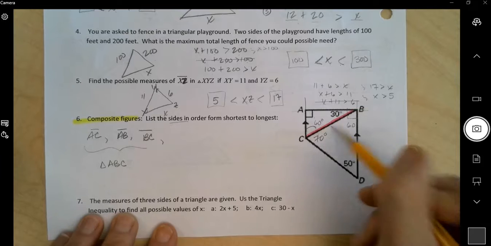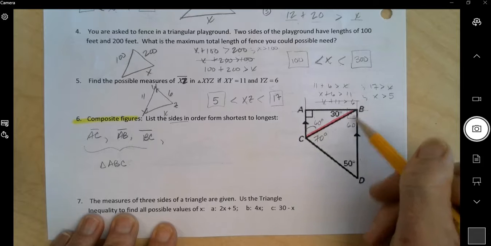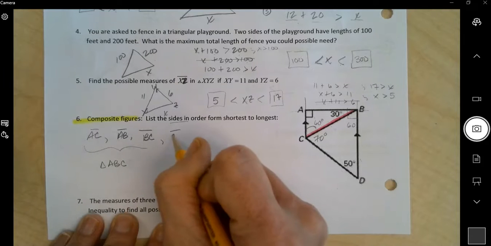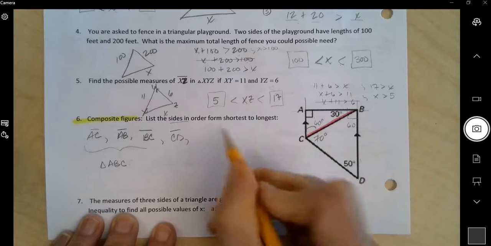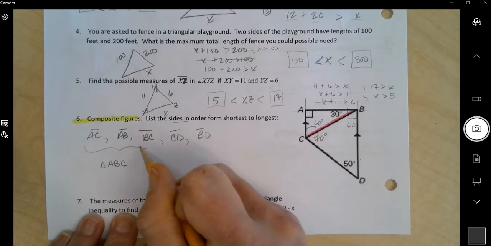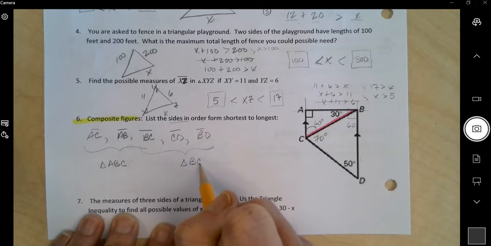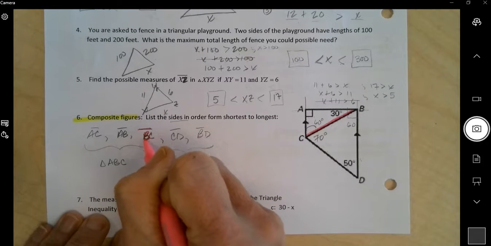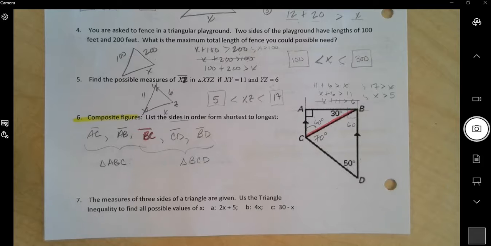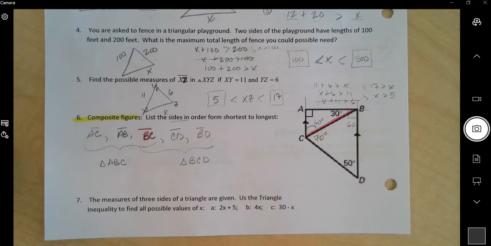BC is opposite my 50-degree angle. He is my smallest. CD is opposite my 60-degree angle. He's next. BD is opposite my 70-degree angle. He's last. These angles are for triangle BCD. Notice I only have to list BC once, even though he's covered by both scenarios. He's like that link between the two sides.